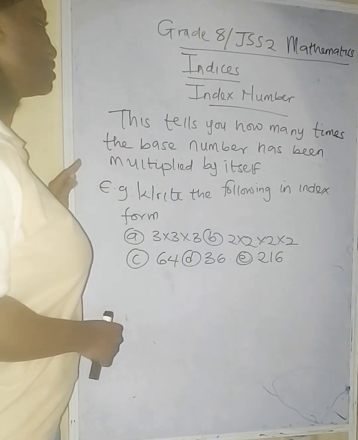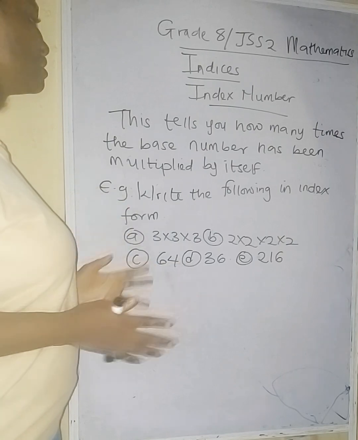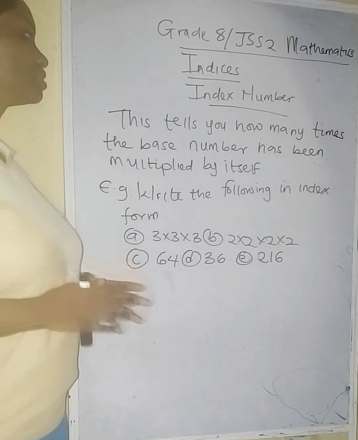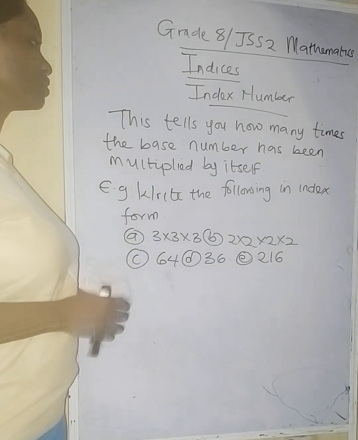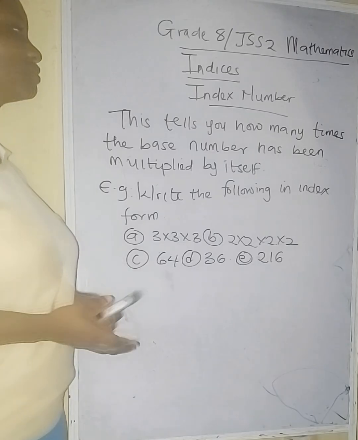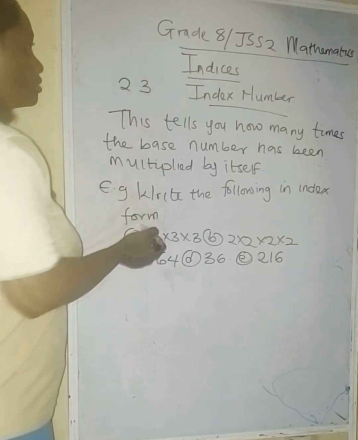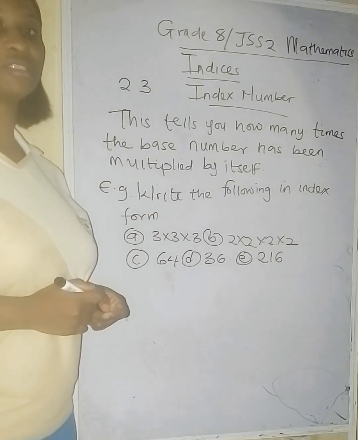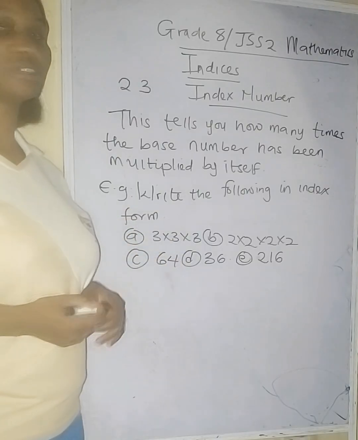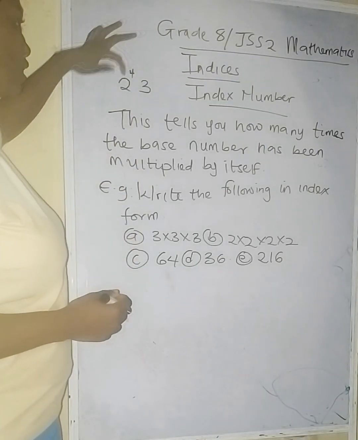Now this is indices, index number. This tells you how many times the base number has been multiplied by itself. When you talk about a base number, this is a number like 2, 3, or 4, whole numbers. These are the bases. Power is different from bases. Power is the number something is raised to. So this is the power and this is the base.